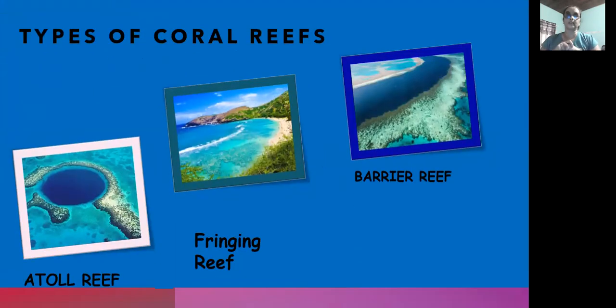The second one is what are the different types of reefs? Again, just background information. There are three different types of reef. They are the barrier reef, the fringing reef, and the atoll reef. Background information, introductory information.